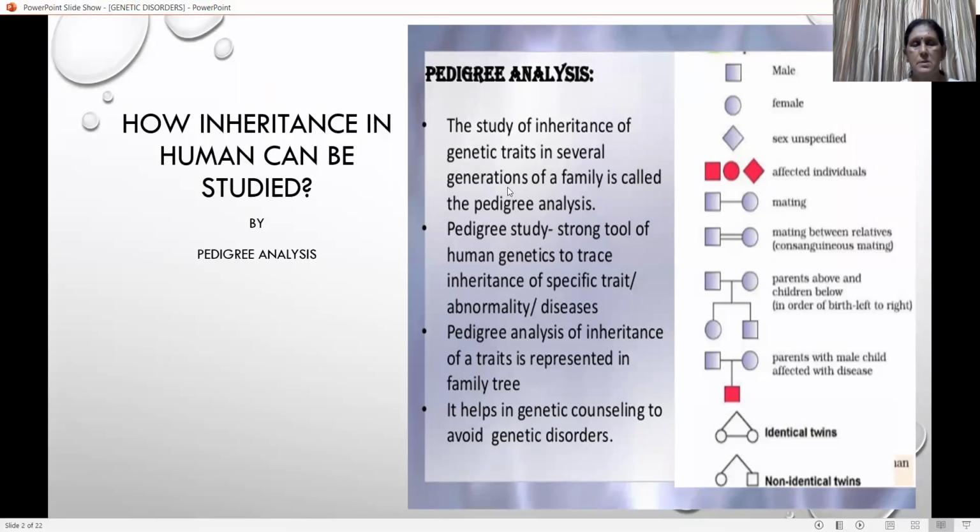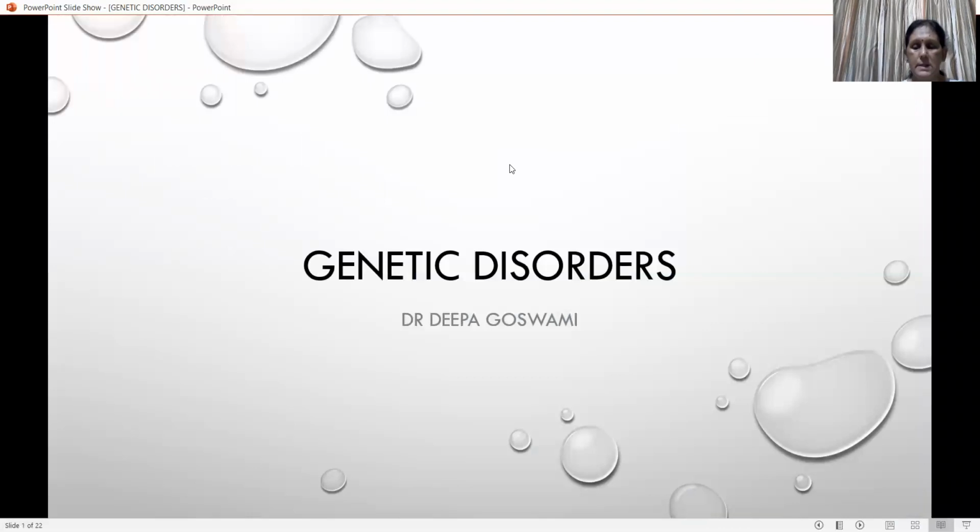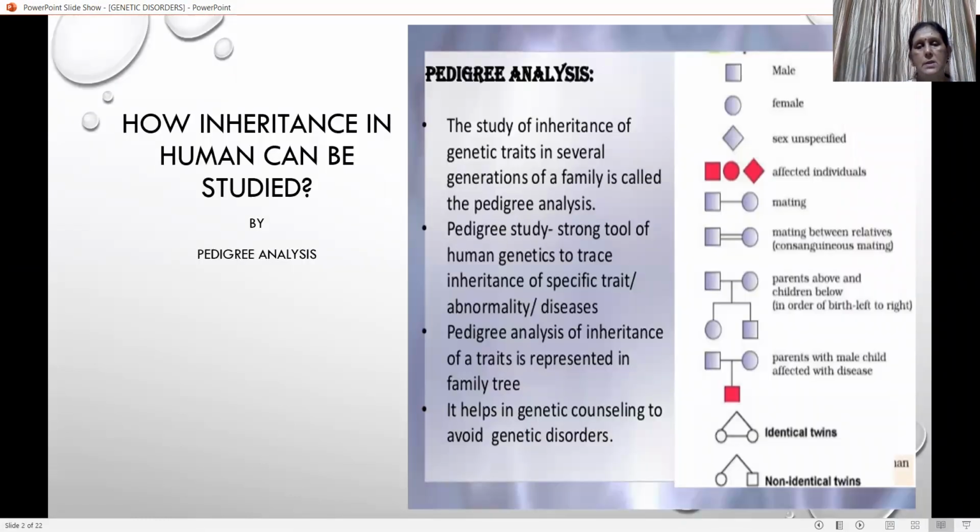Good morning, students. Today we are going to discuss genetic disorders. So, what are genetic disorders? As you know, after the determination of XX-XY type of sex determination, we found that some genetic diseases are carried by genes. So, this study is called genetic disorders.